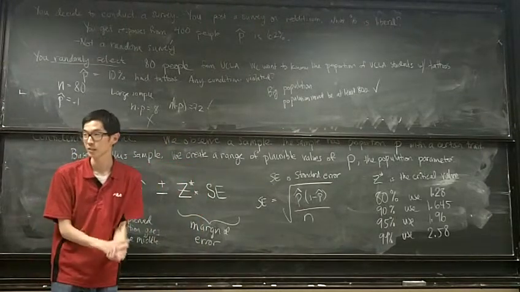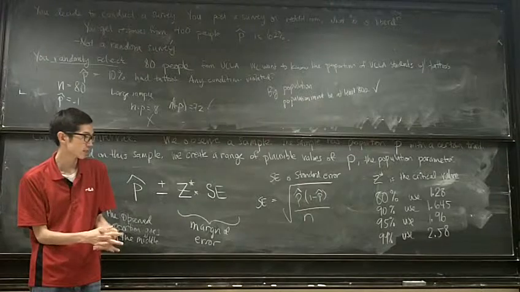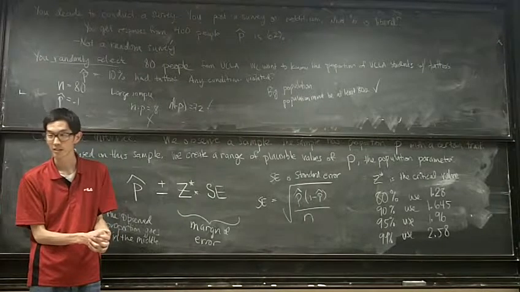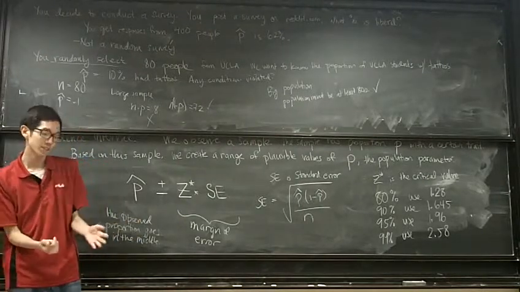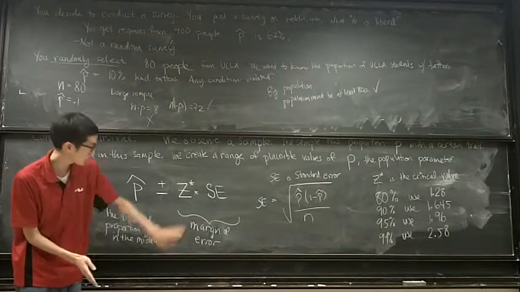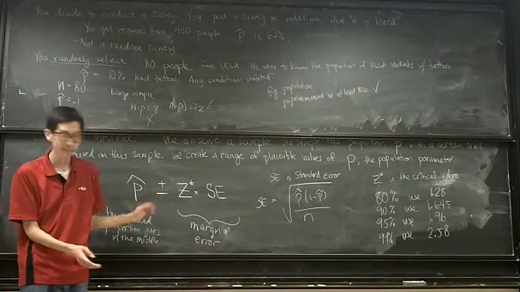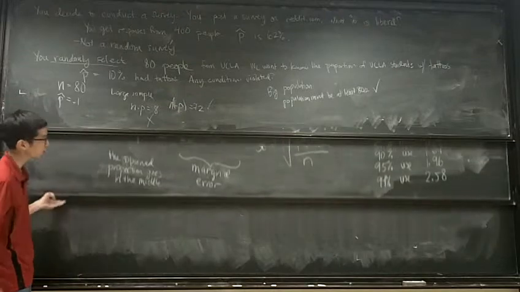But where do you get these numbers, like 80% uses 1.28? Where did I get these? What do I do, I plug it in? Yeah, we just plug them in there. We just plug the margin of error in, based on how sure you want to be.